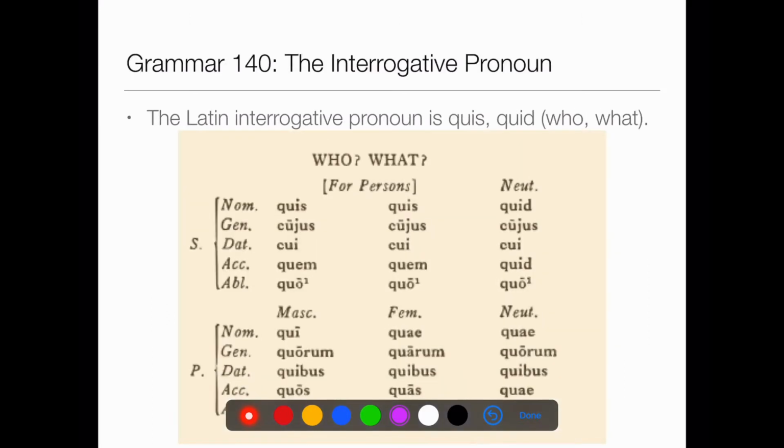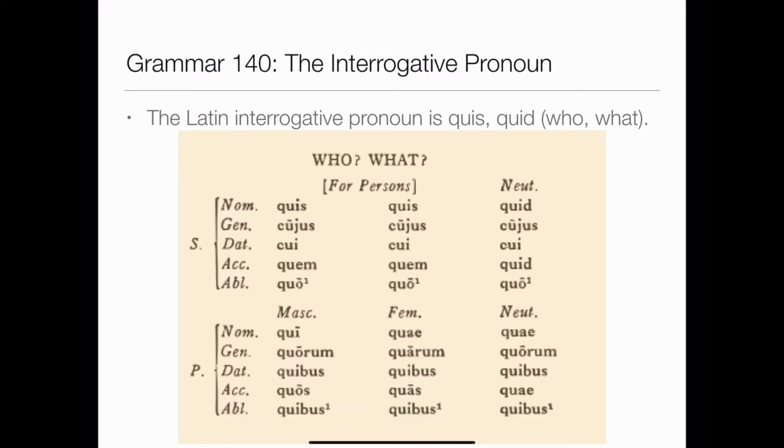The interrogative pronoun in Latin is the word quis or quid, which means who or what. And you can see from the grammar book that Grammar 140 is how to decline the interrogative pronoun. If you were to compare this chart to the chart we looked at in the last section for relative pronouns, you would notice that the two charts are extremely similar. I would encourage you to compare them and think about what's different between the two charts.